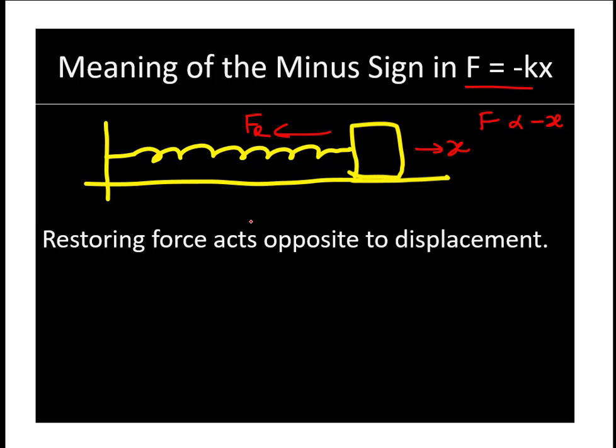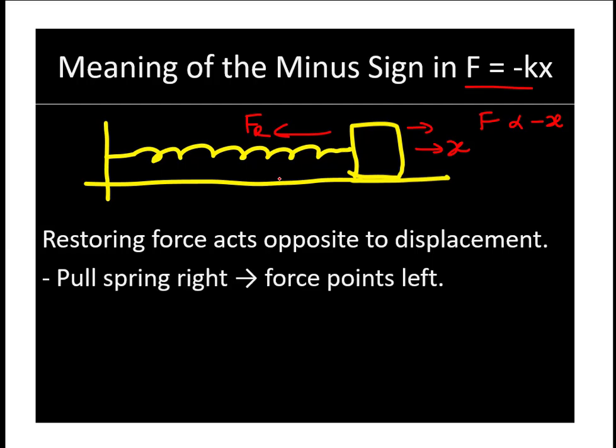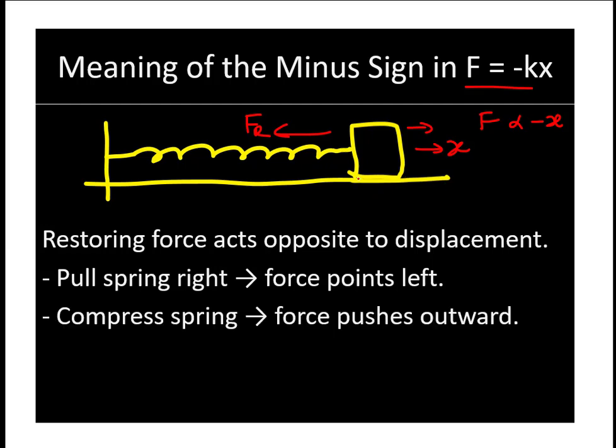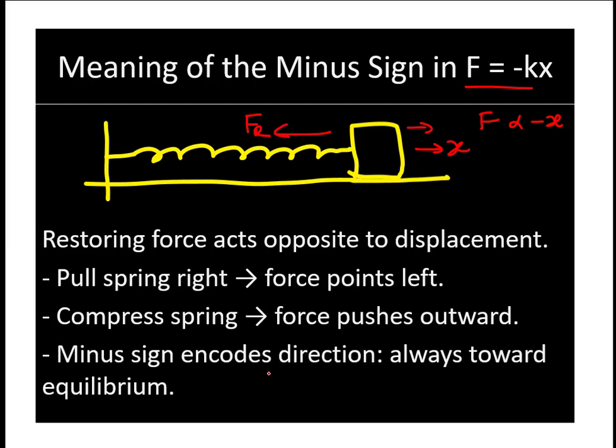Without the minus sign, the force would push the object further away instead of restoring it, and there would not be any oscillation. If this force, let us say the restoring force, was also acting in this direction, it would pull this object further away and oscillations would not be possible. That is why this restoring force is so very important. Right, so pull the spring right, the force points to the left, and compress the spring, the force pushes outwards. That is why the negative sign. The minus sign encodes the direction, so the minus sign indicates this: the restoring force acts opposite to the displacement.